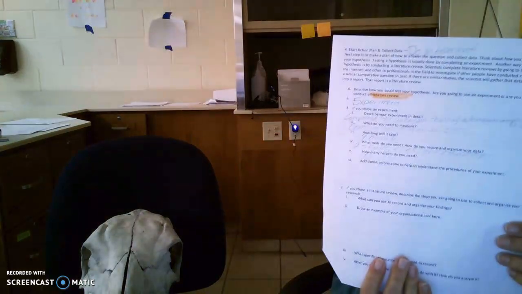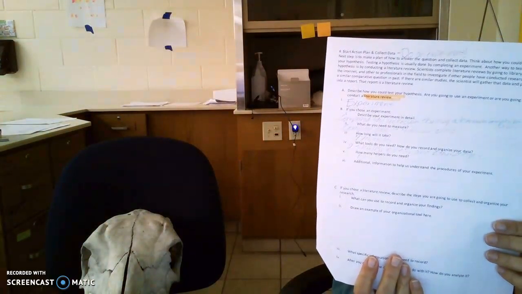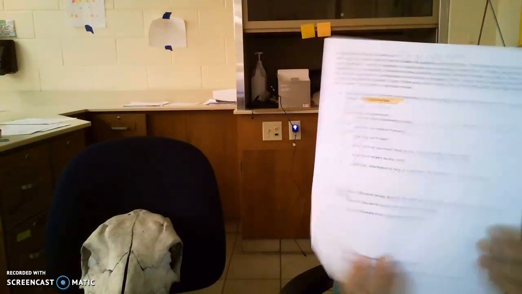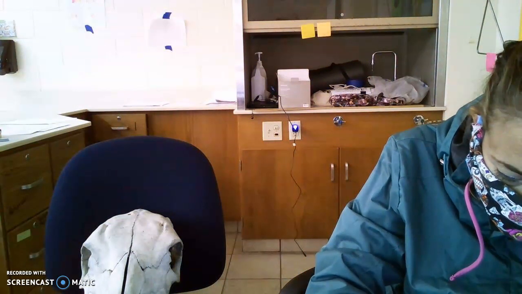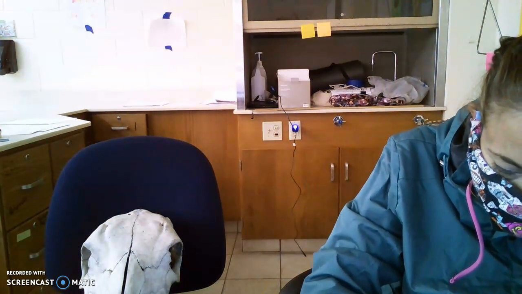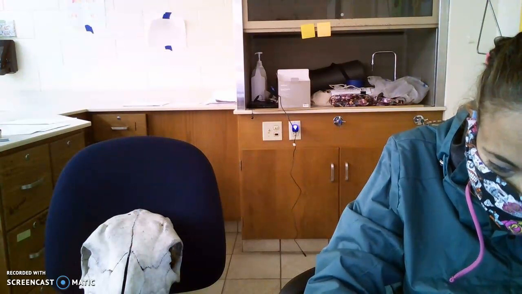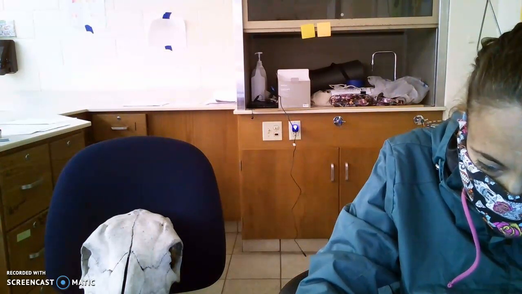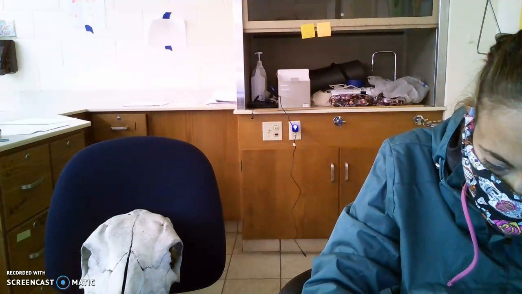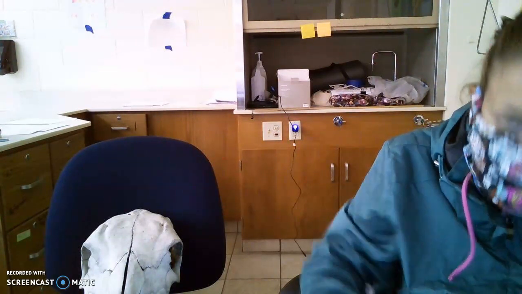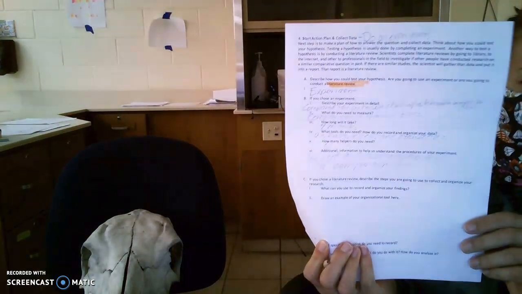And is there any additional information to help us understand the procedures in your experiment? Basically, the additional information was we used a known amphib skull for comparison. Okay, so that's how you would do part B.